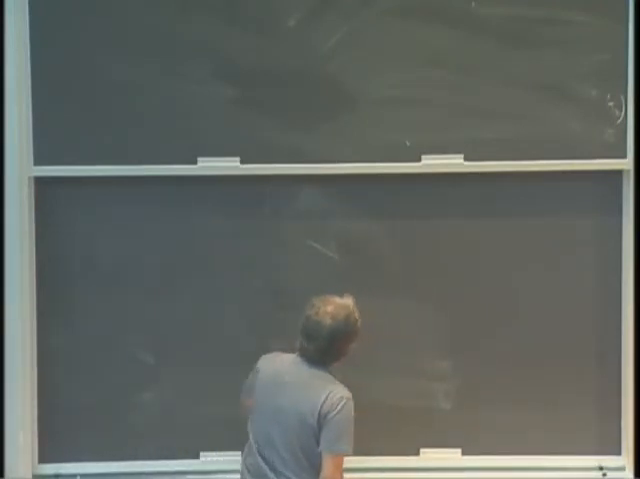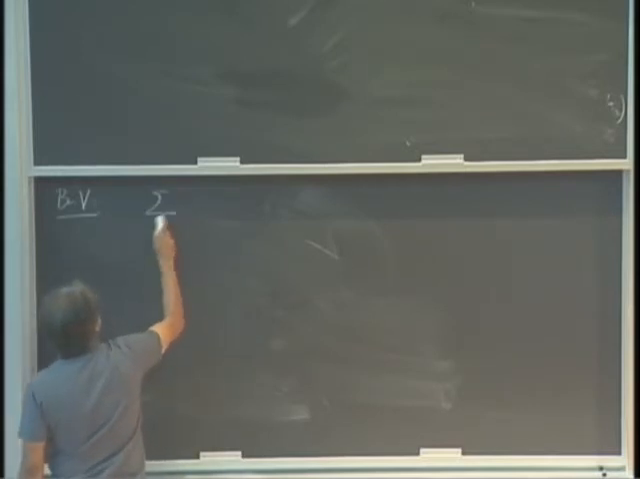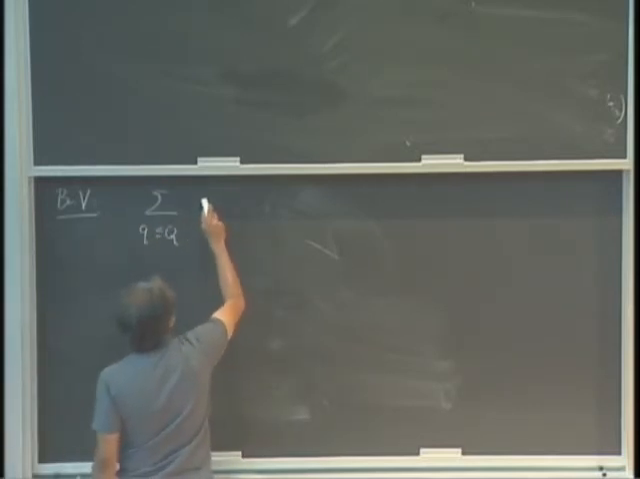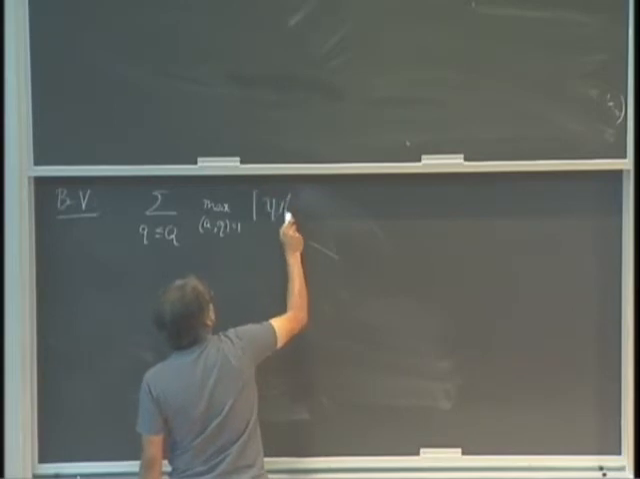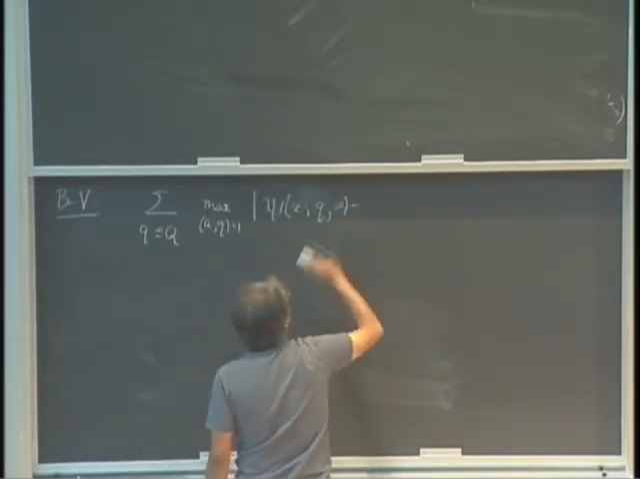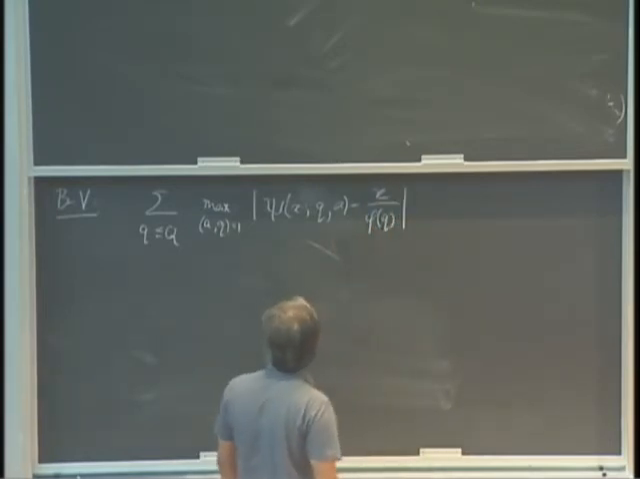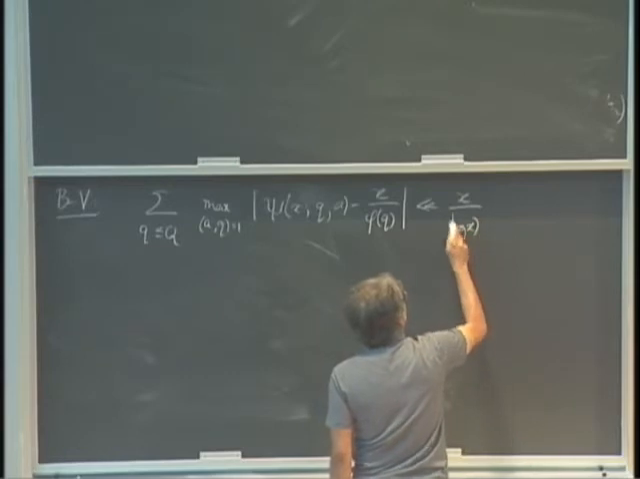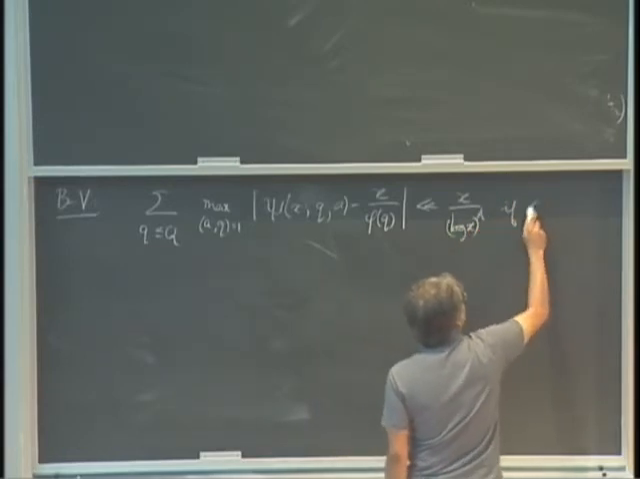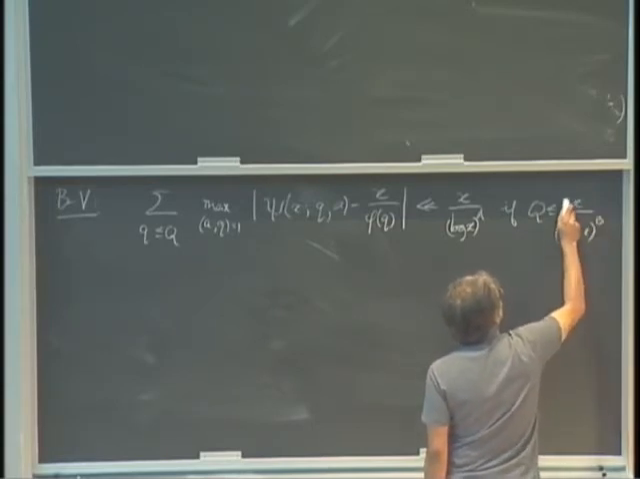Let me remind you what we were trying to prove. We want to prove the Bombieri-Vinogradov theorem: that if I sum over all moduli q up to Q of the difference in primes in arithmetic progressions, then this is bounded by x over log x to the A, provided Q is smaller than some x over log x to the B, well, square root of x.